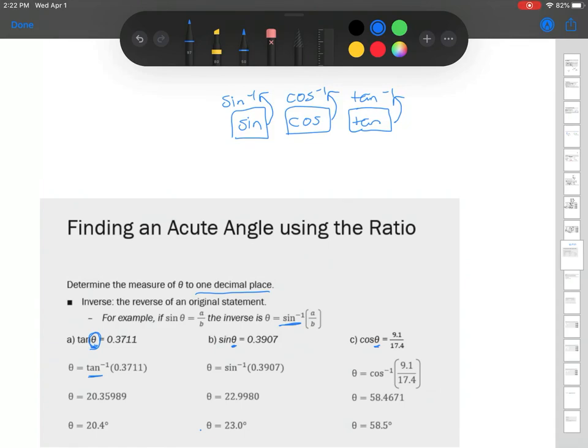So sine theta equals 0.3907. Then you have to do inverse sine of 0.3907, which gives you 23 degrees.